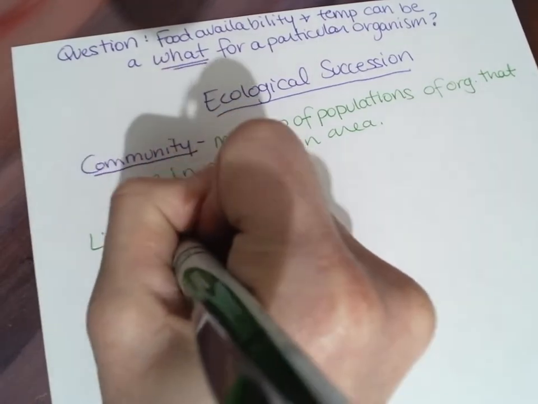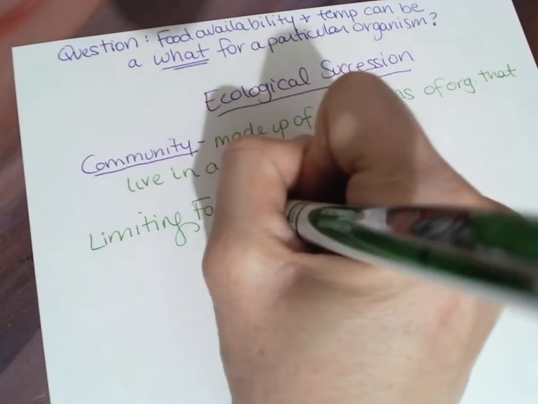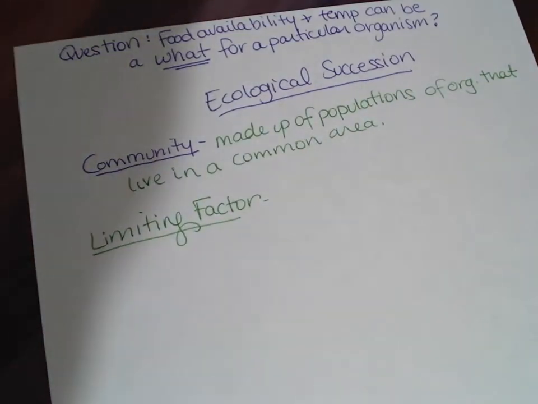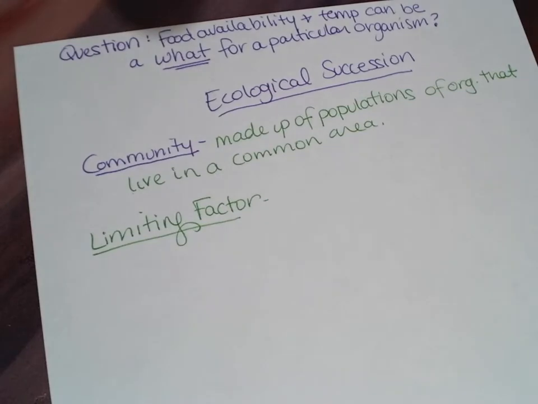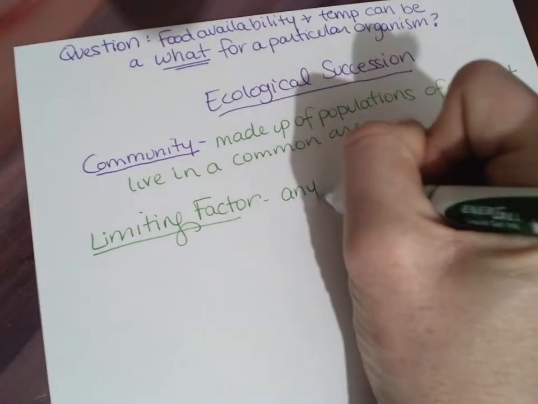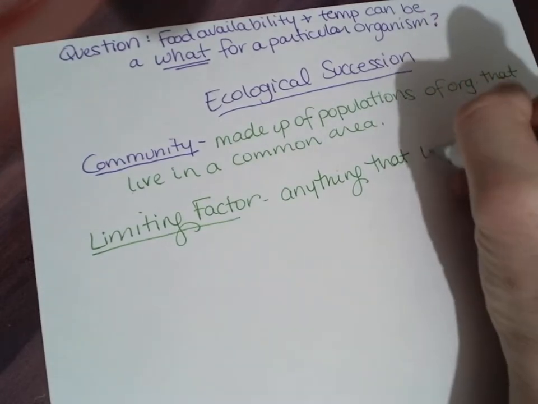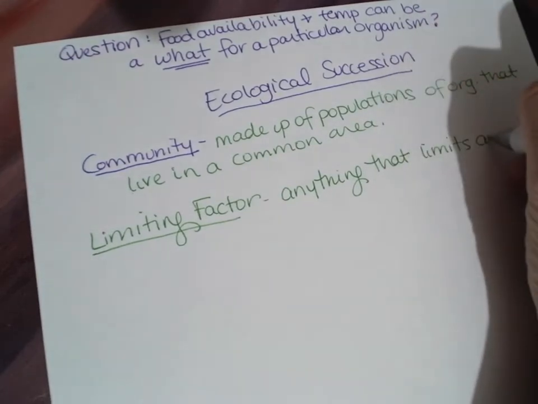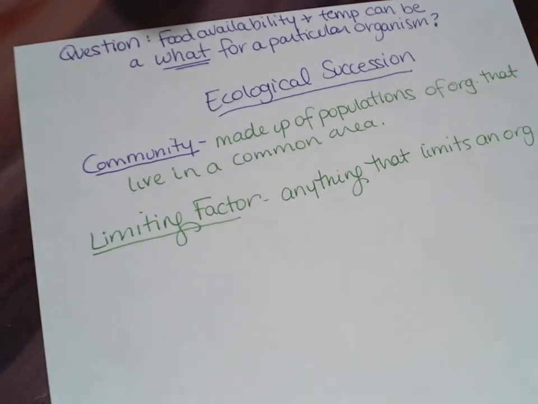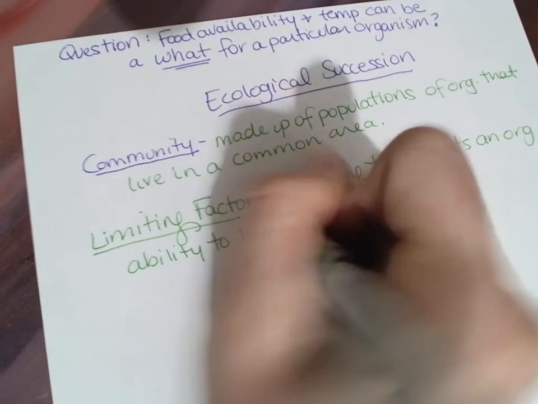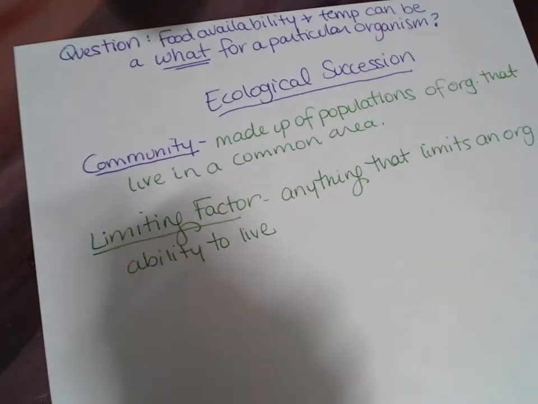Next, limiting factor. So when you're talking about organisms living in an area, there are things that are going to limit its ability to be in that area. So this is anything that limits an organism's ability to live in a particular environment.